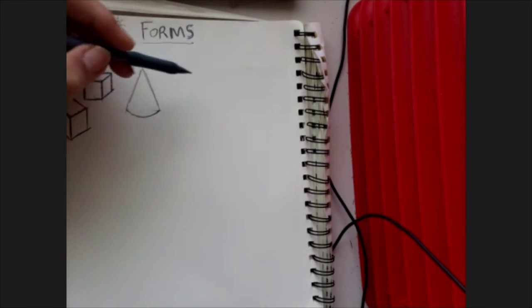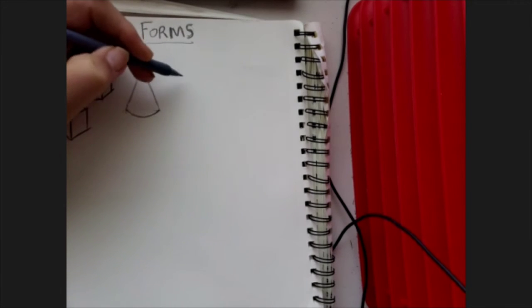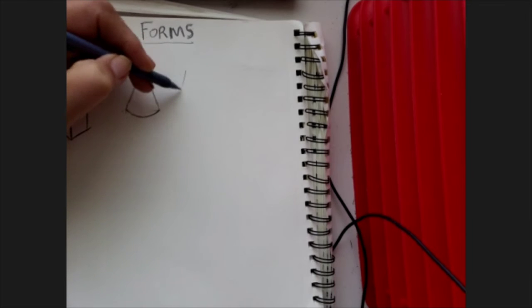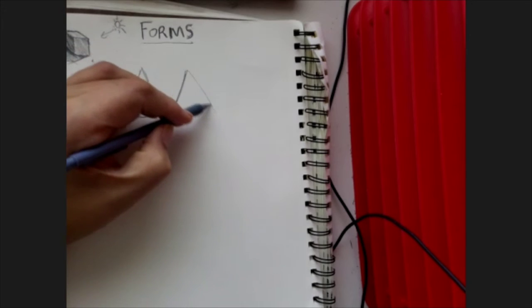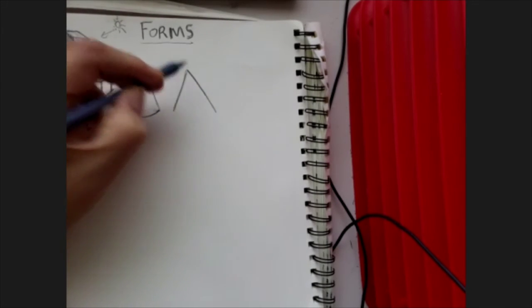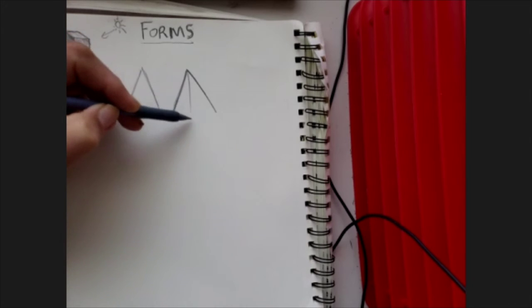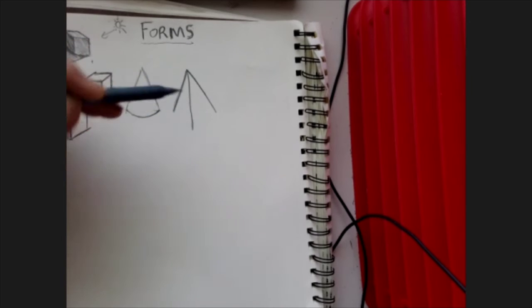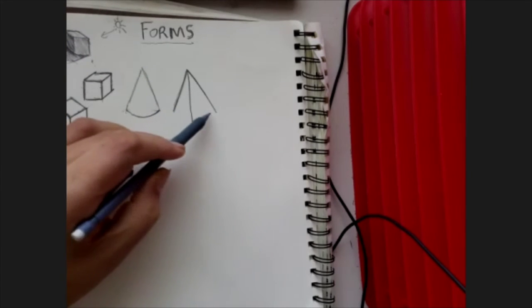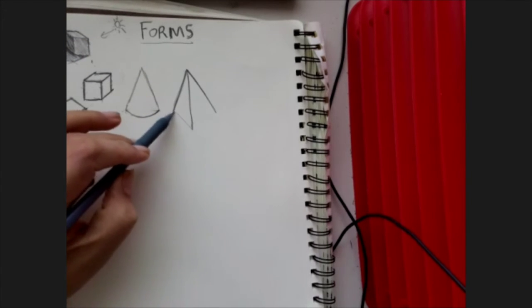Let's do a pyramid. So let's draw an upside down V. At this point, we're going to draw a vertical line. We're going to go past these two lines. So this line will come down here. You see how it's past these two? And then we'll just connect it.